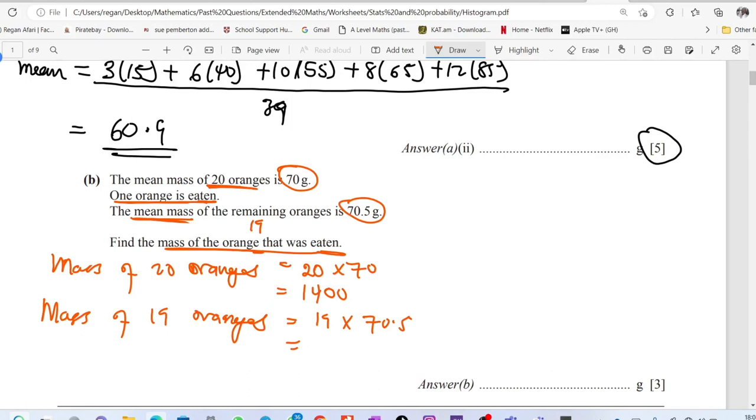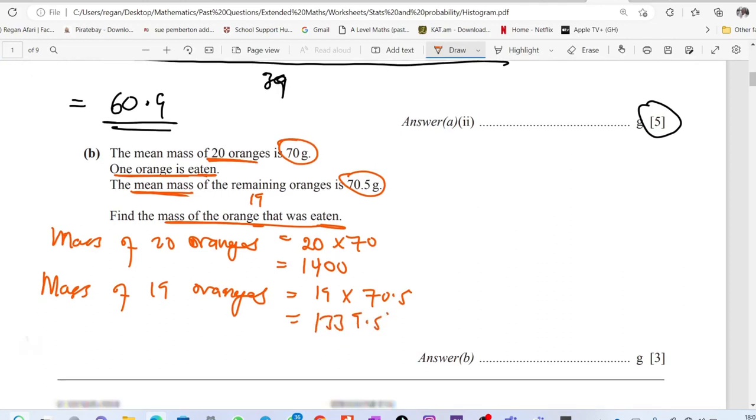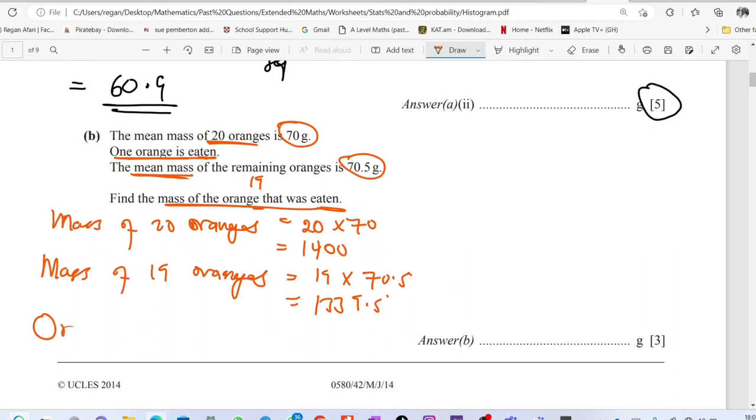So what would that be? That's 1339.5. So the orange eaten has a mass of this less that, and that should be 60.5, I believe.